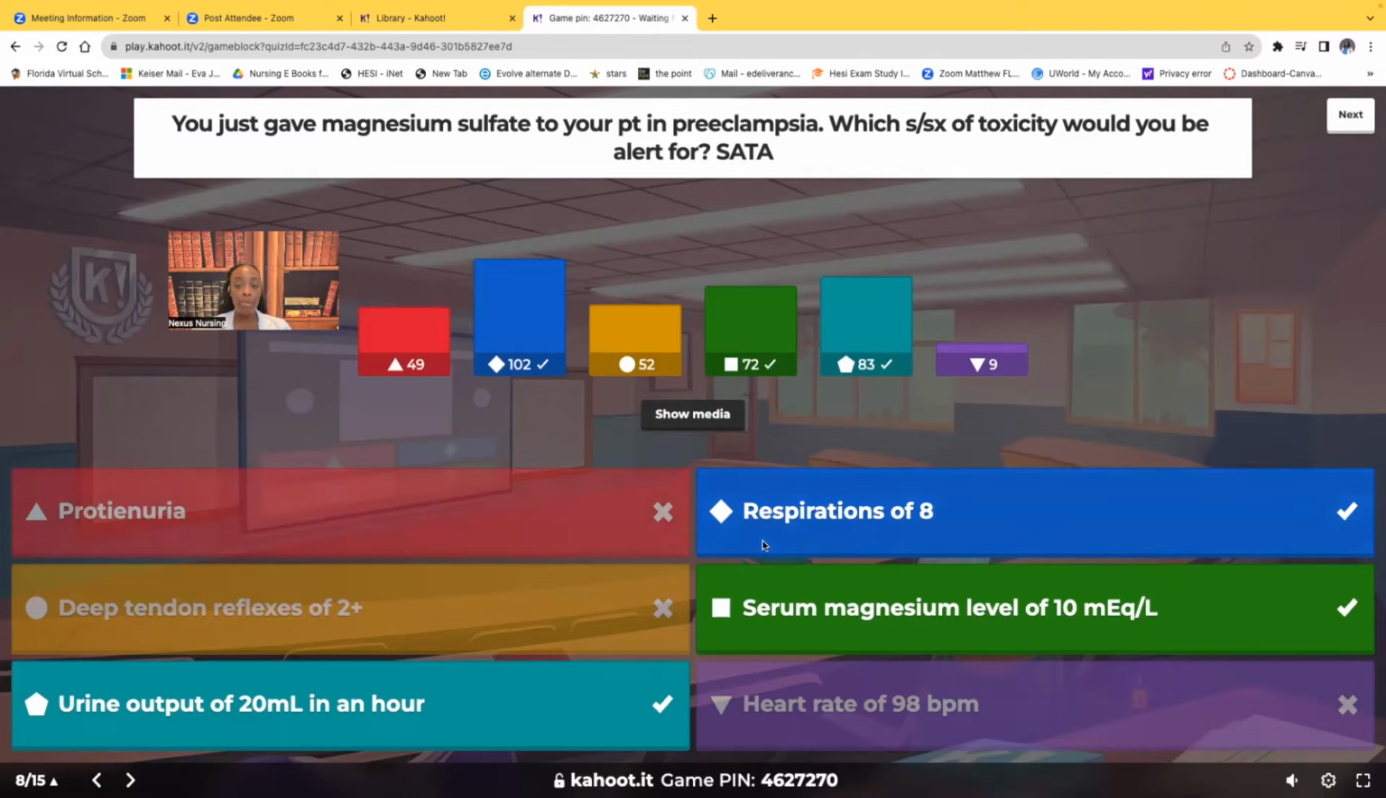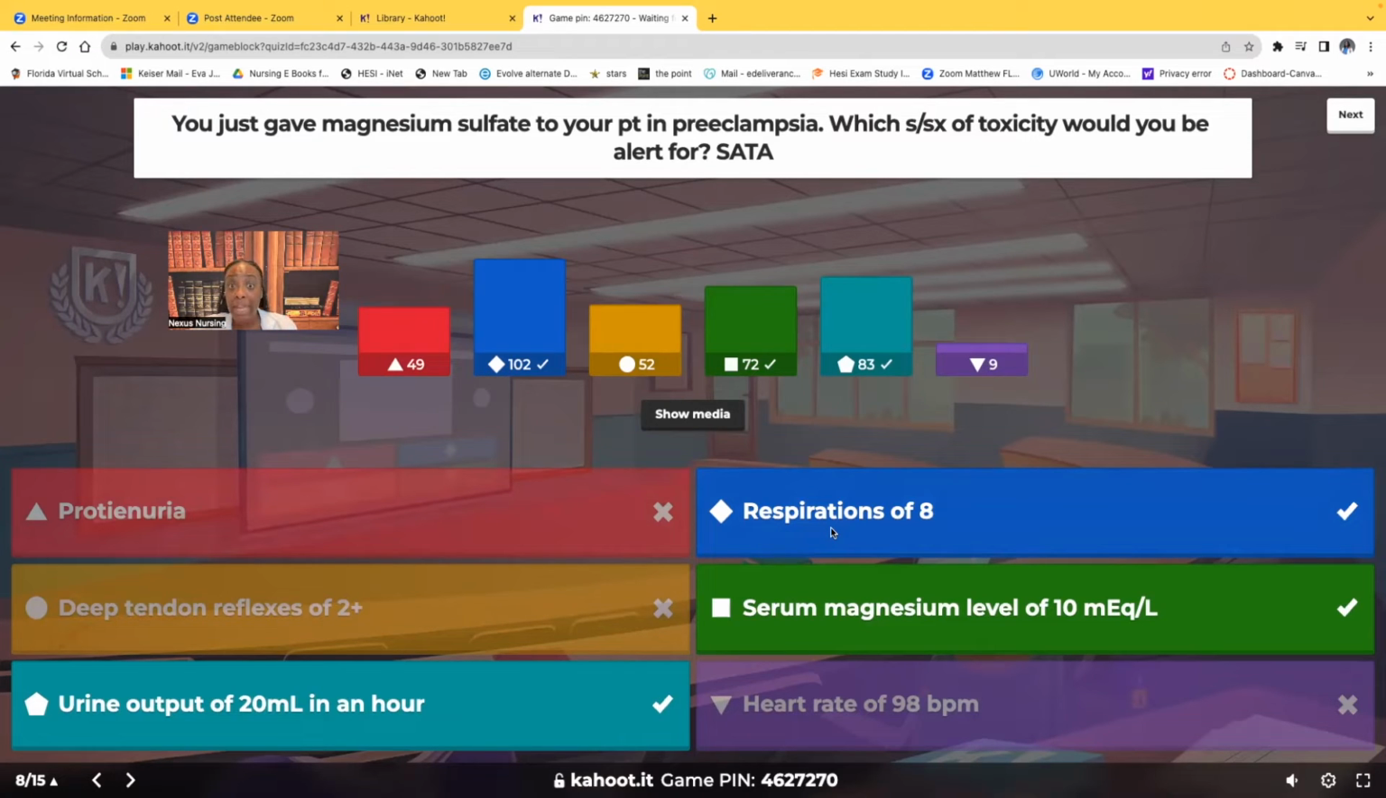Next, respirations of 8. That's the correct answer. Why? Because we know that magnesium sulfate brings everything down. And if it works a little bit too well, the patient gets a little bit too much, right? It'll bring the respirations down. Respiration is supposed to be 12 to 20.